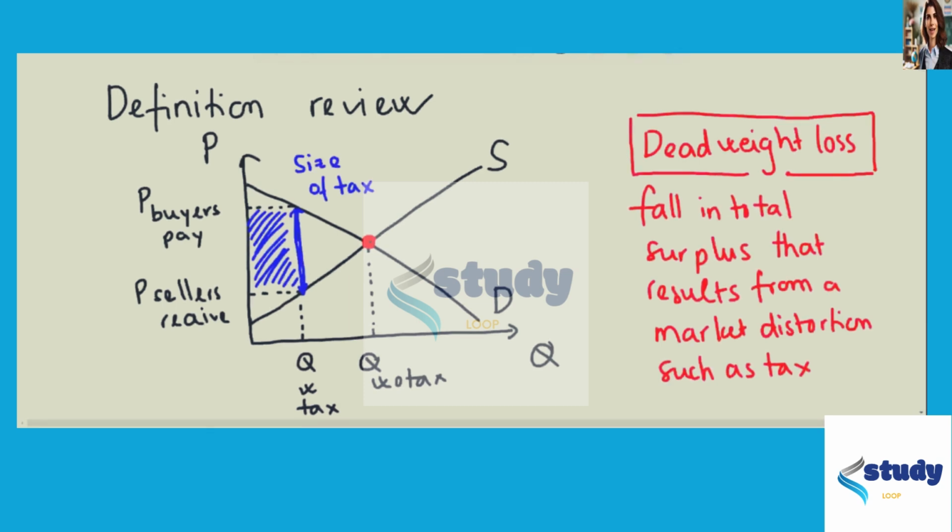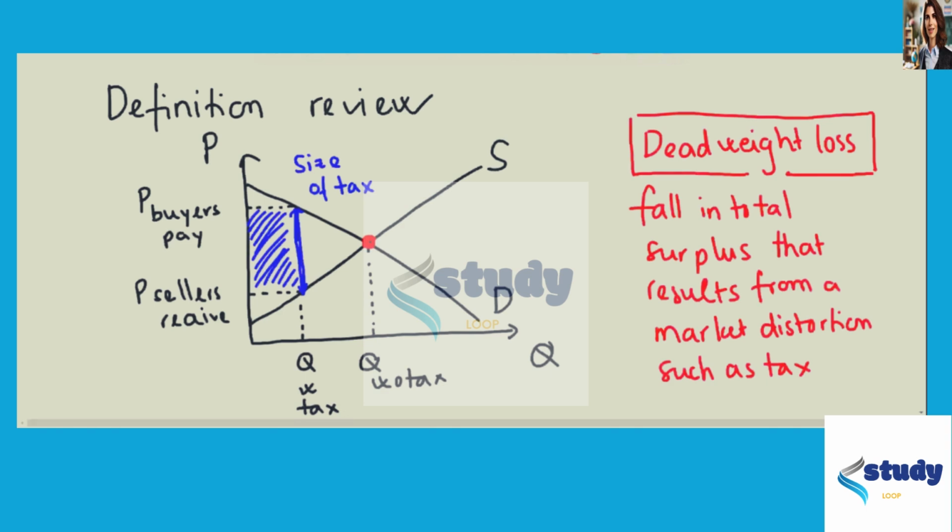First, we will review the concept of deadweight loss. Deadweight loss is a fall in total surplus that results from a market distortion, such as a tax. We can illustrate deadweight loss from a tax in a supply and demand diagram.